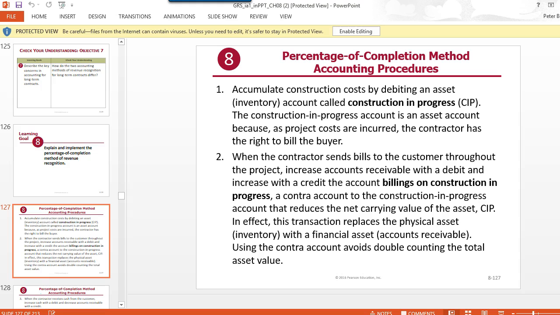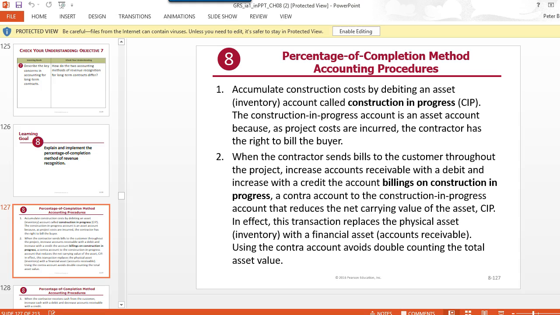When the contractor sends bills to the customer or invoices the customer, it's going to create accounts receivable on the debit side. But on the credit side, it's going to create this billings on construction in progress account, or BCIP. And this is a contra account.